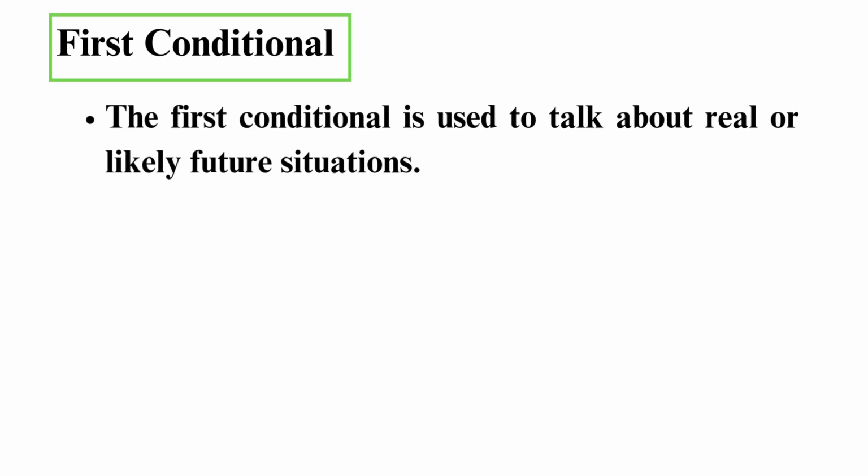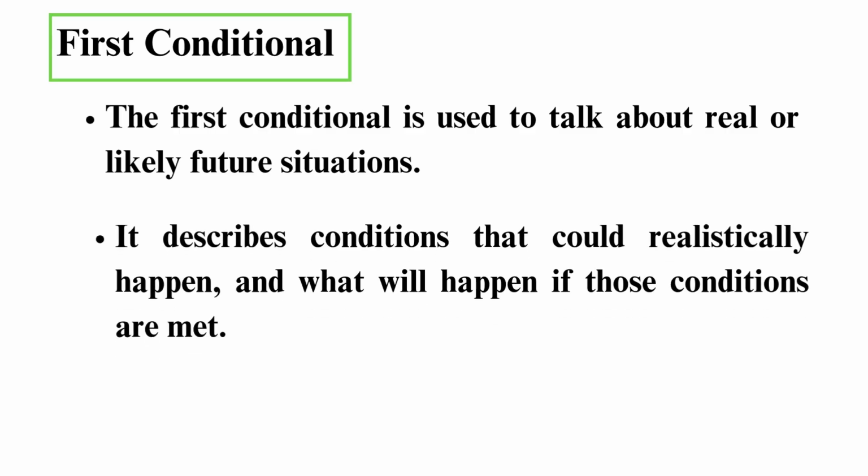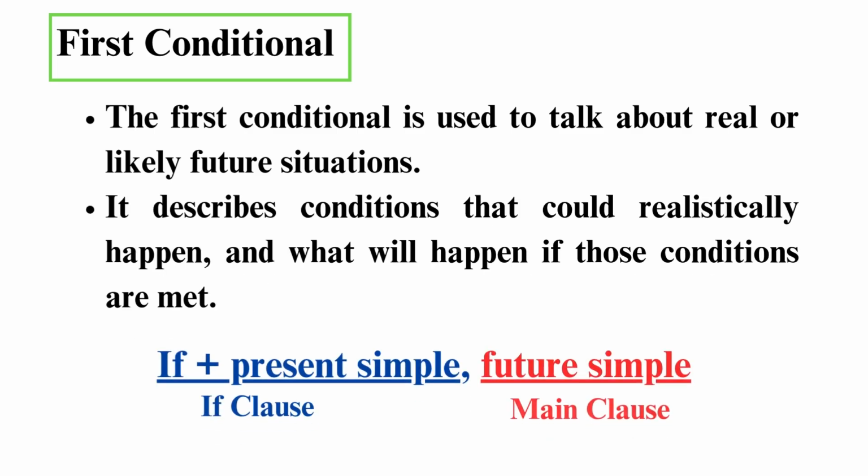Next we have first conditional. The first conditional is used to talk about real or likely future situations. It describes conditions that could realistically happen, and what will happen if those conditions are met. In the first conditional sentence, we use if plus the present simple in the if clause and the future simple in the main clause. Let's have a look at a few examples.